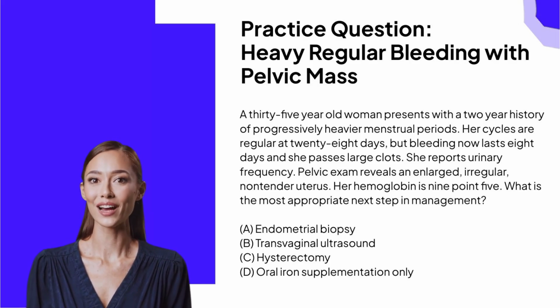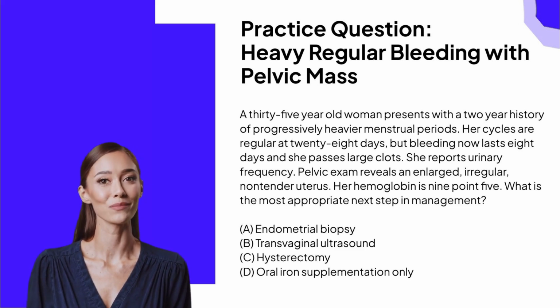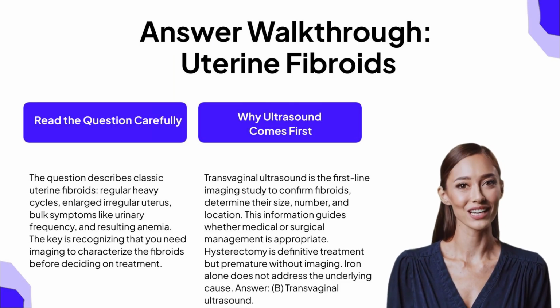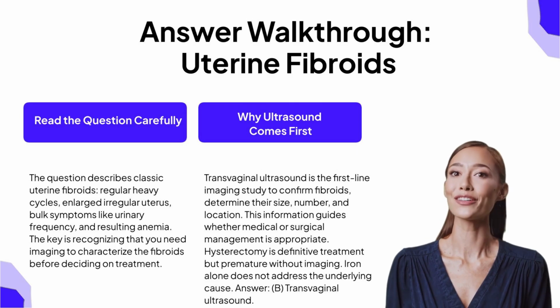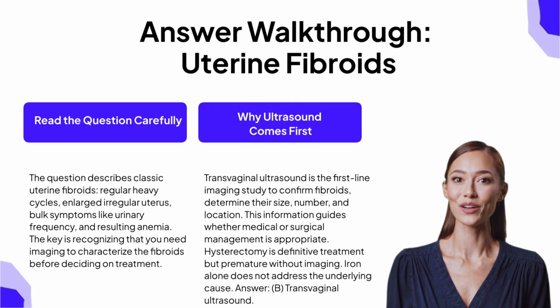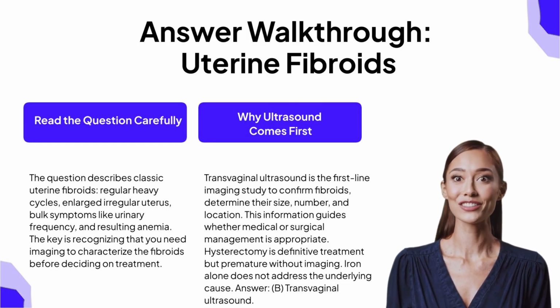Think about what the enlarged irregular uterus is telling you and what you need to do before jumping to treatment. Let us walk through this one. Read the question carefully. The stem gives you classic fibroid clues: regular heavy cycles, enlarged irregular uterus, bulk symptoms, and anemia. Now, why does ultrasound come first?